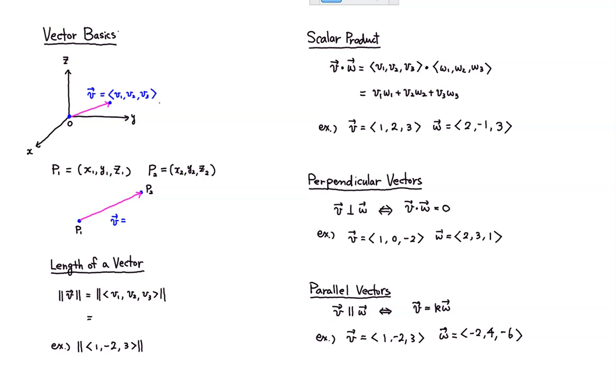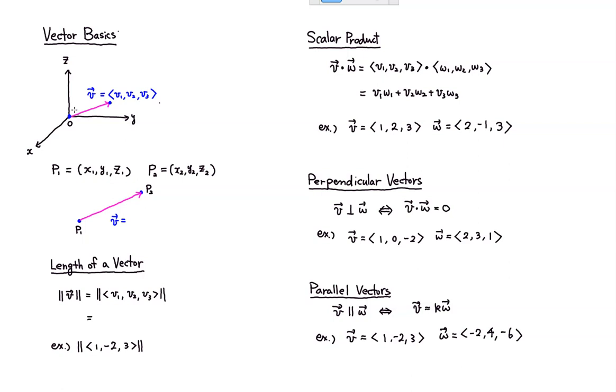Let's say you have a vector v whose components are v1, v2, v3. These are exactly the same thing as the coordinates of the head of the arrow, assuming that the tail is located at the origin. But the vector doesn't have to start from the origin. It can actually start from anywhere.